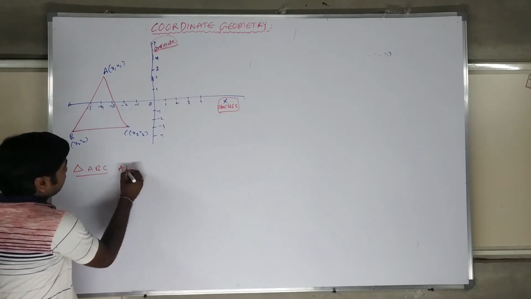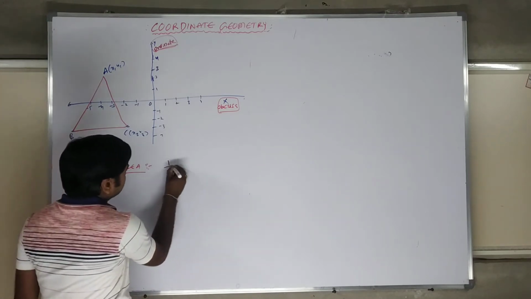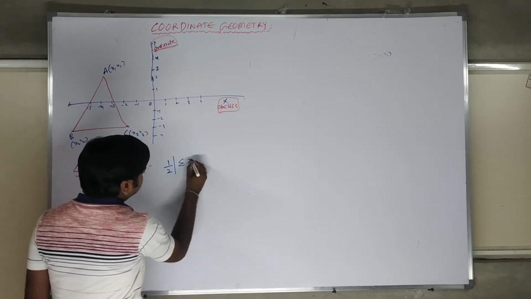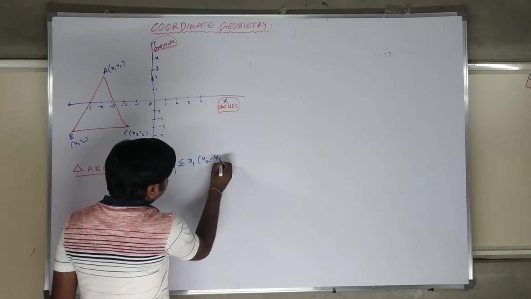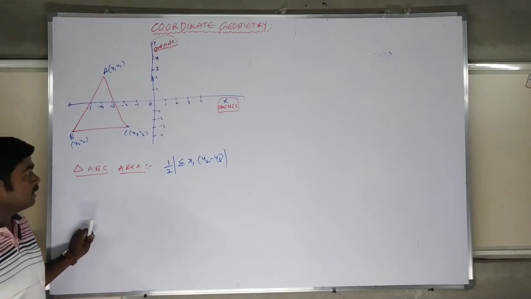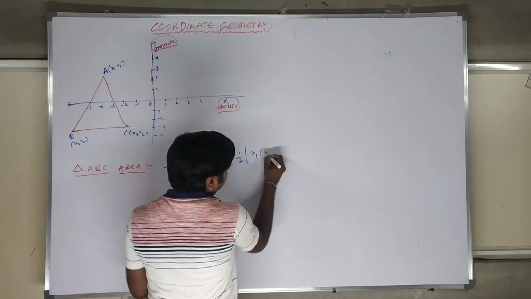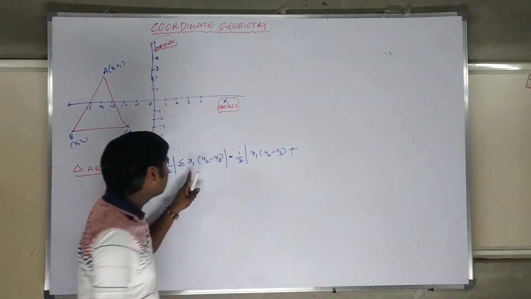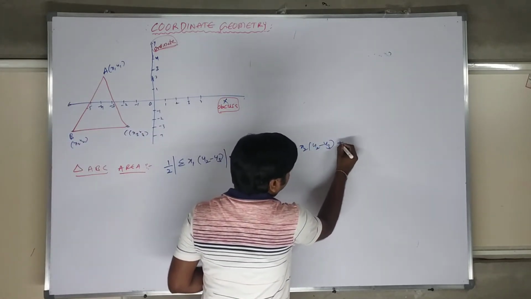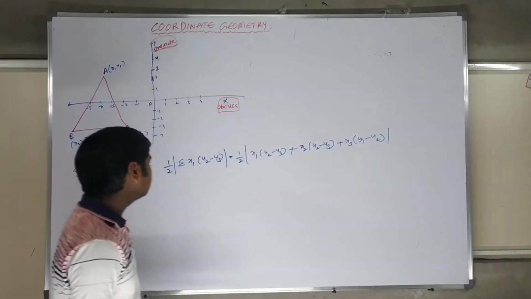So how to find the area of a triangle from points? The concept is very simple. The formula is 1 by 2 into sigma x1 into (y2 minus y3). If you open up the sigma, I can rewrite the formula as 1 by 2 into [x1 into (y2 minus y3), then x2 into (y3 minus y1), then x3 into (y1 minus y2)]. This is the formula. Very simple.